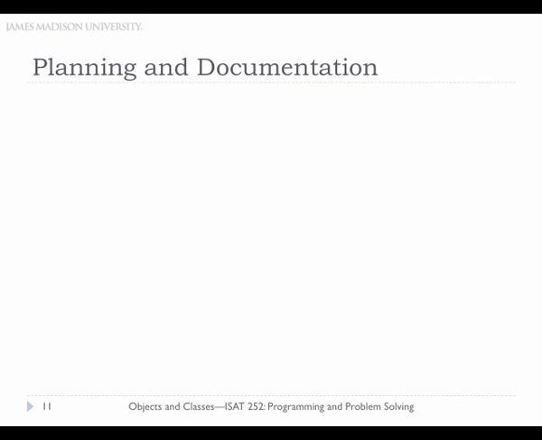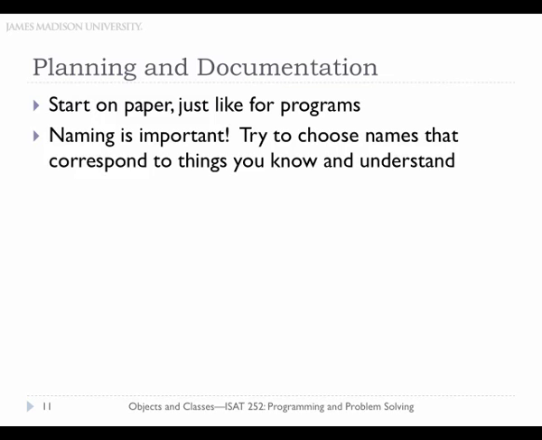Okay, so let's get into planning and documentation. We're going to use, for example here, the currency class that we're getting ready to build in the program that we're about to develop. So for classes, you're going to start on paper, just like you did for your programs. Jotting things down on paper is a pretty fast way to do it. Naming your class is important. You want to try to use names that correspond to things that you know and understand. That's the beauty of object-oriented programming: if you choose object names that are meaningful to you, it will make it easier for you to solve the problem that you're doing.